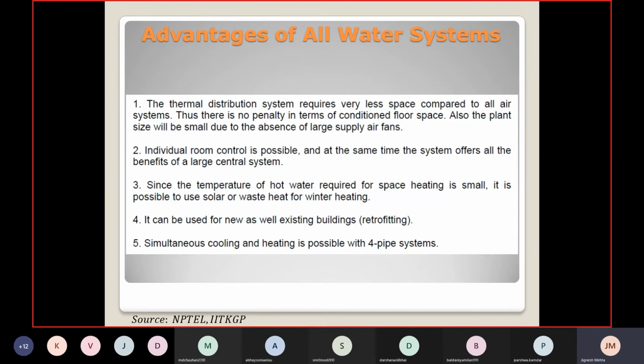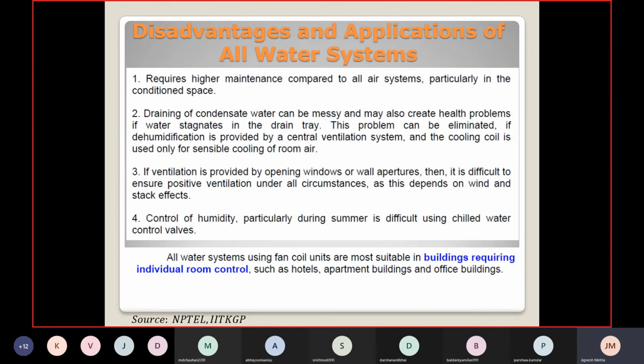Since the temperature of hot water required for space heating is small, it is possible to use solar or waste heat for winter heating. It can be used for new as well as existing buildings, retrofitting, because the pipe sizes and diameters are small, and pump size is small. You can take a building which is non-air conditioned and change it to a conditioned building. So retrofitting is possible if you use an all water system. Simultaneous cooling and heating is also possible with 4 pipe systems.